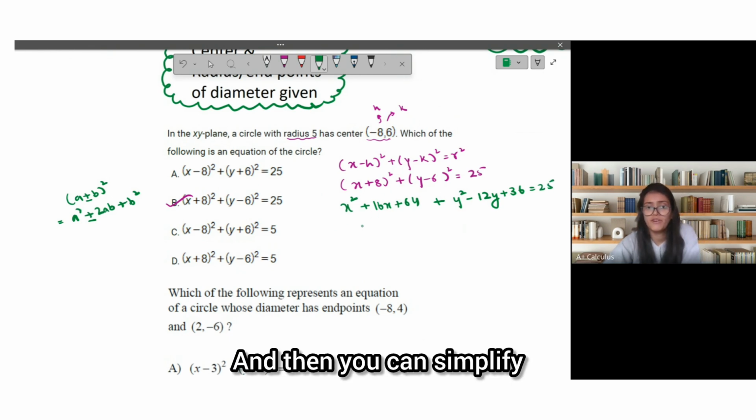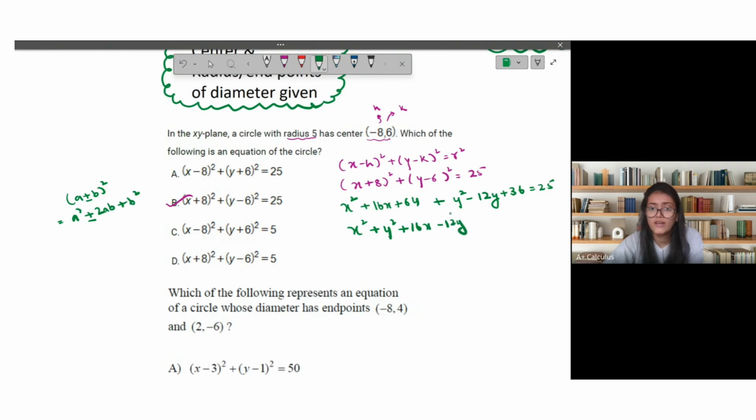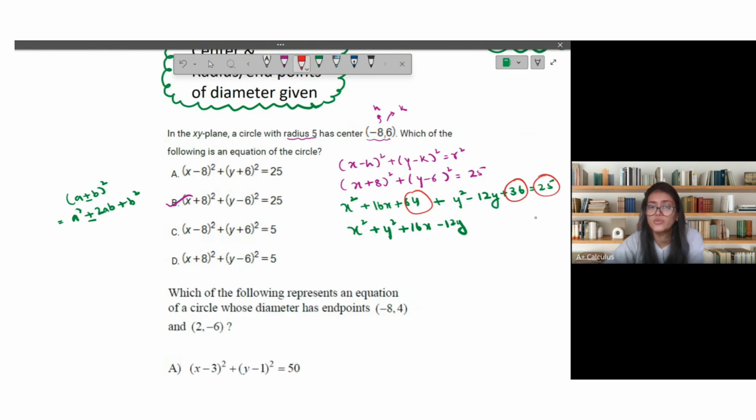And then you can simplify. So x square plus y square plus 16x minus 12y, and you can simplify what would be 64 plus 36 minus 25. There should be 0 on the right side.